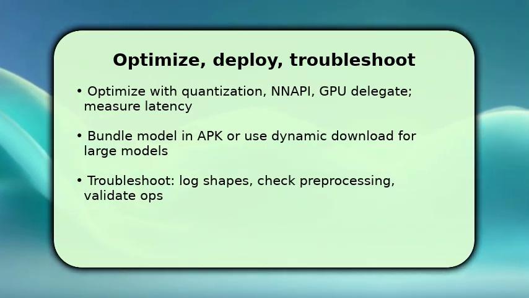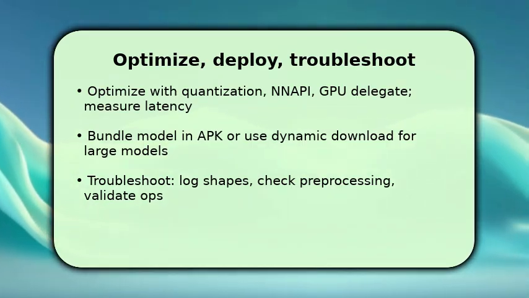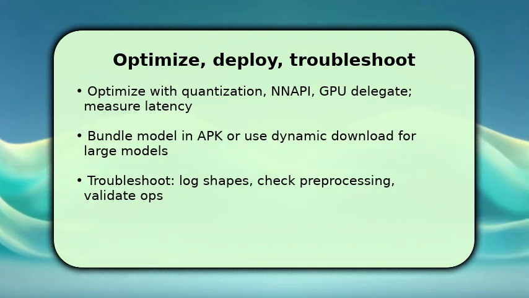If something breaks, inspect logged tensor shapes and types, verify preprocessing matches training, and ensure the model ops are supported on target delegates. That single check solves most runtime failures.